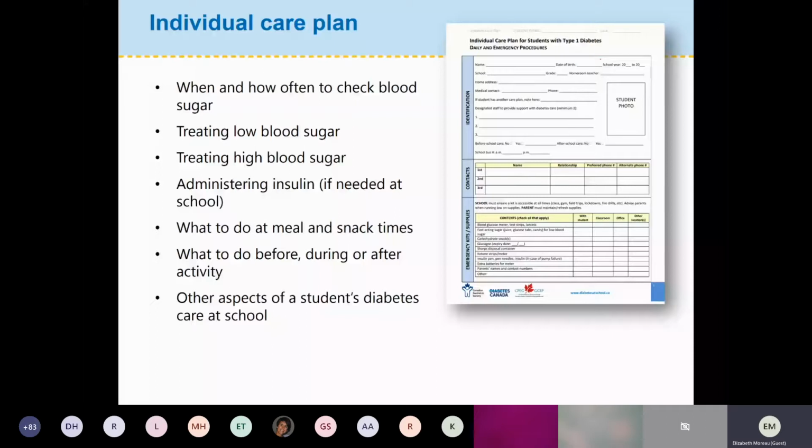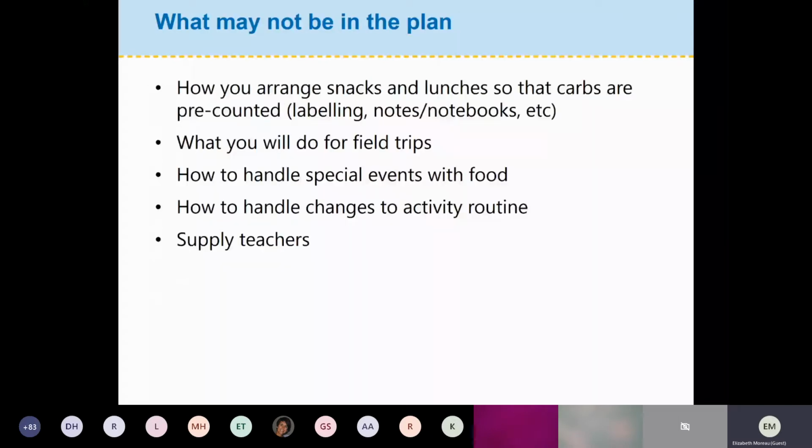Some of the things that might not be in the plan are things like how do you arrange your snacks and your lunches so that all your carbs are pre-counted, for example. We don't want school staff, nor should they or would they expect to be, counting carbs to administer insulin. You want to make sure you think about how your lunches and snacks are going to be labeled. Are you going to use sticky notes? Are you going to use a notebook? Things like that.